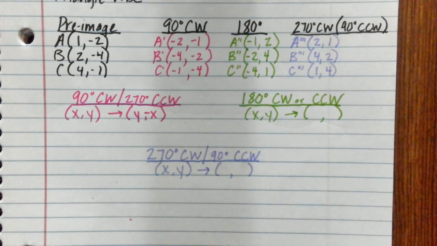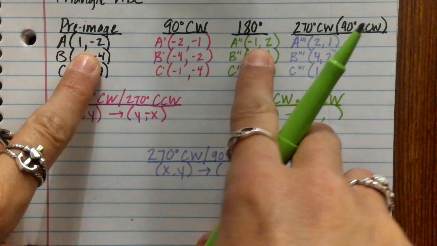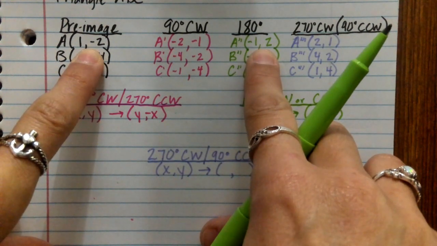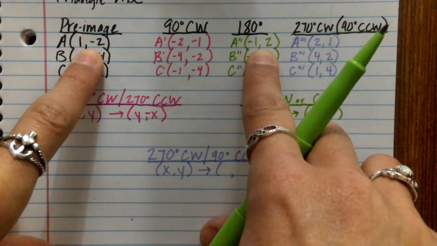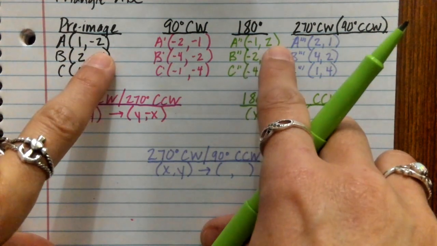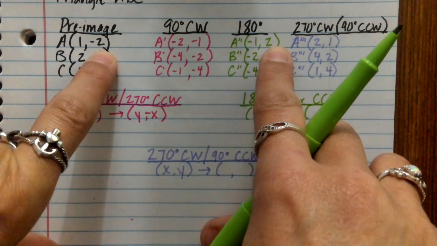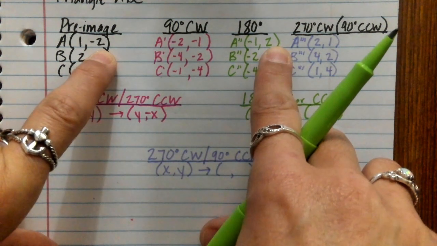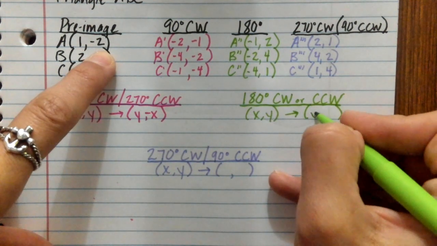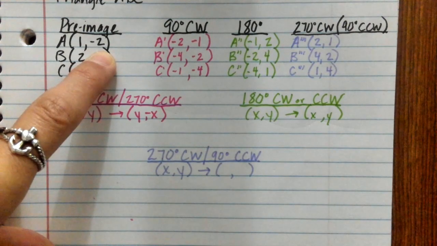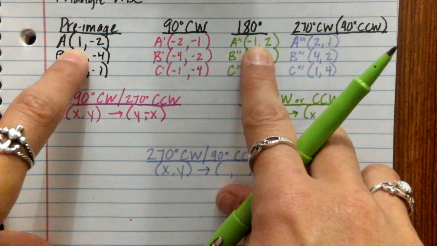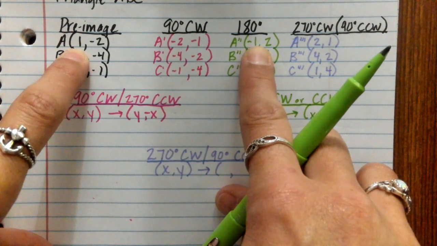So let's take a look at A double prime. From the pre-image to the image, did they switch places? No. So your x and your y, your 1 still stays there, your 2 still stays there. And we notice that when we switched twice, your x and your y axes were still in the same place. So you still have your x and your y in the same exact place. But what happened to your x coordinate? It went negative. So we say it changed signs.